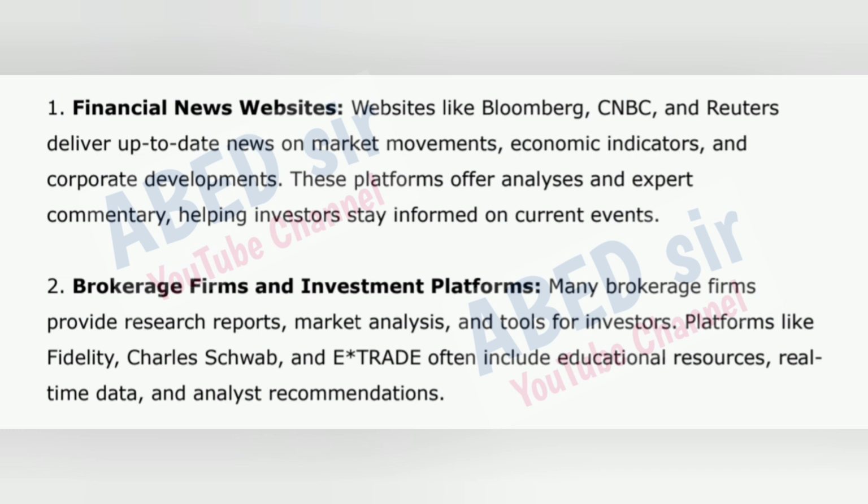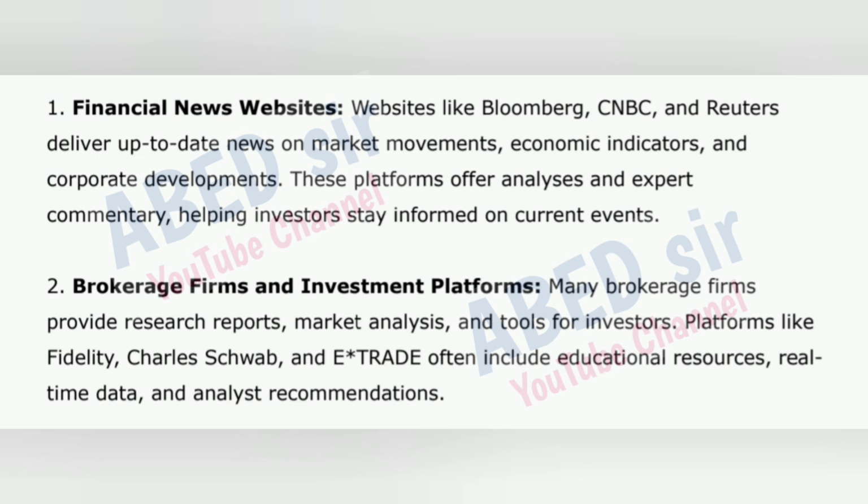1. Financial news websites. Websites like Bloomberg, CNBC, and Reuters deliver up-to-date news on market movements, economic indicators, and corporate developments. These platforms offer analysis and expert commentary, helping investors stay informed on current events.